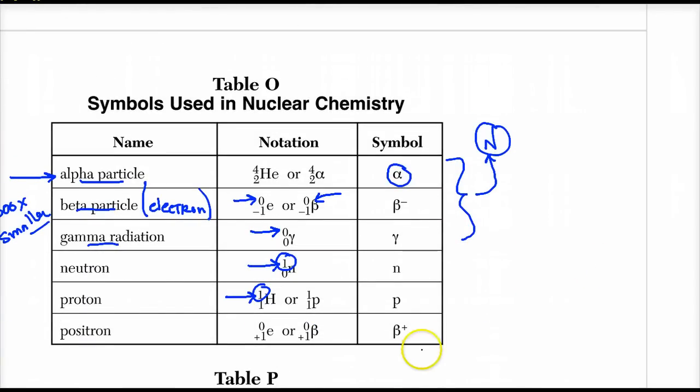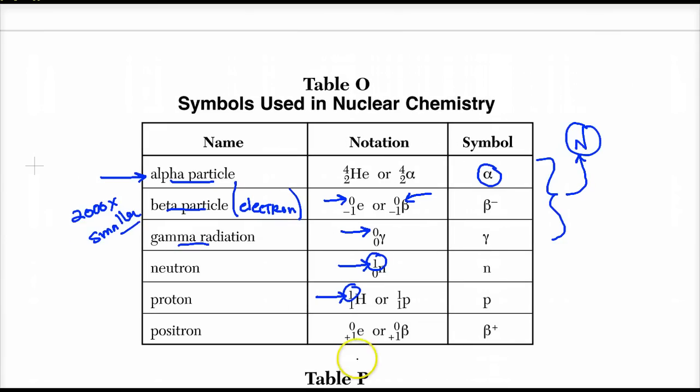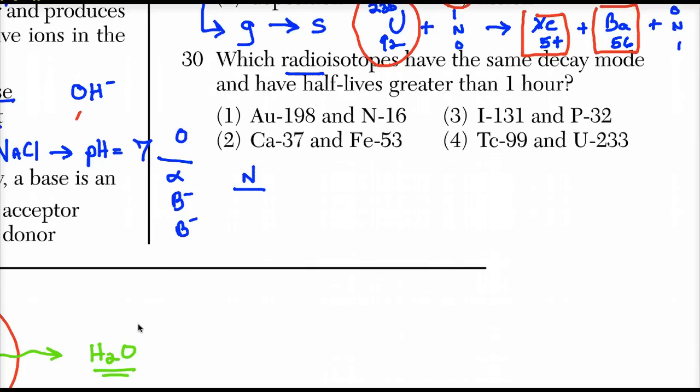And if you look at table O from a previous question, that B negative here is that beta particle. I also call that an electron, a high-speed electron. And there it is. So a beta particle is a B negative. Not that you needed to know that, but if they said what type of particle, table O is your friend.